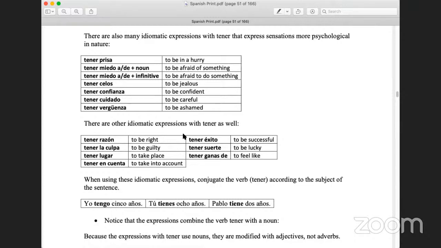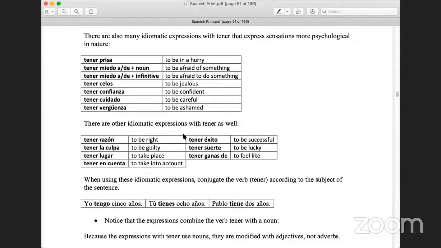Tener miedo. That means to be afraid of something or to be afraid. If I say tengo miedo, I'm afraid. If I say tienes miedo, I'm saying you're afraid, the person I'm talking to directly. And if I'm talking about somebody ambiguously, I could say tiene miedo. So I'm saying somebody is afraid. And with miedo, you say de plus the noun, like what you're afraid of, if you want to say you're afraid of something.